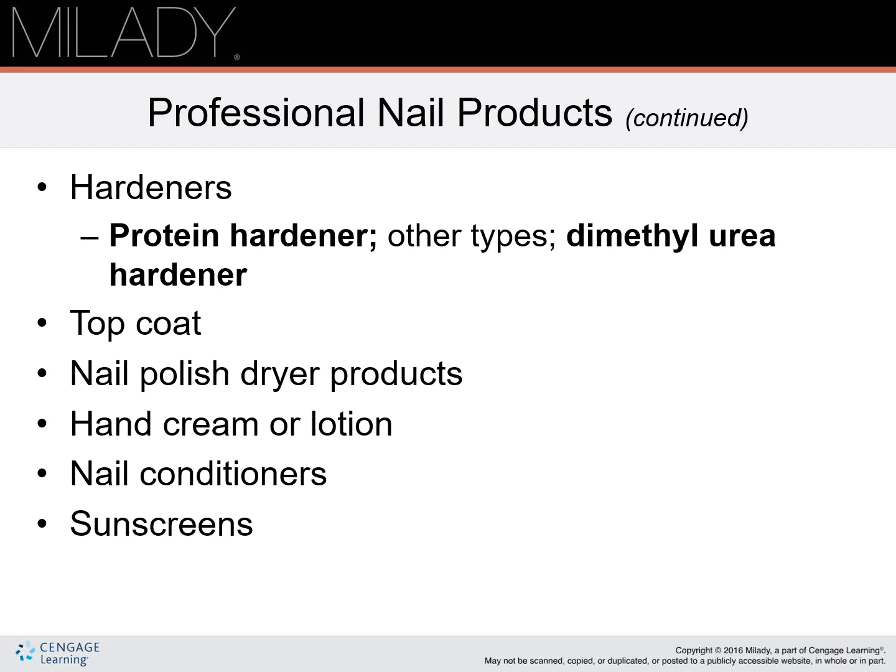Hand creams or lotions. These are to add a finishing touch to the manicure. They soften and smooth the hands. They help skin retain that moisture. Nail conditioners. These are used to reduce brittleness of the nail plate and to moisturize the surrounding skin. Again, when you use these, follow the manufacturer's directions. Sunscreens. These are to protect the skin from damage by UVA rays.